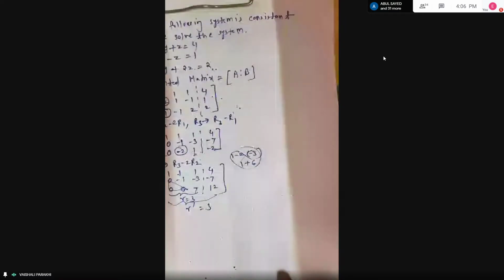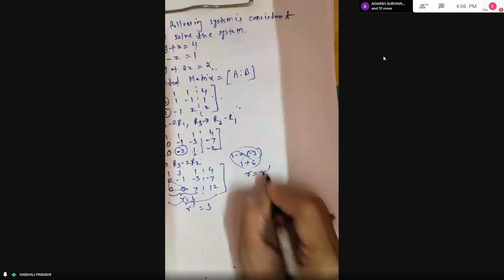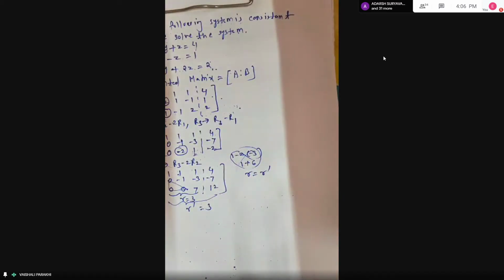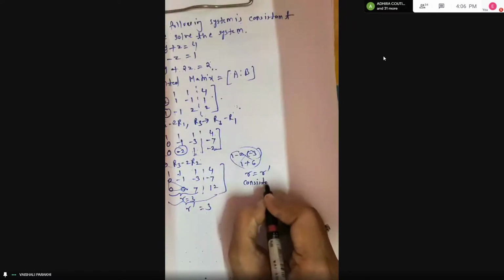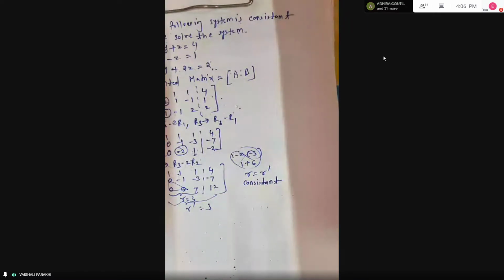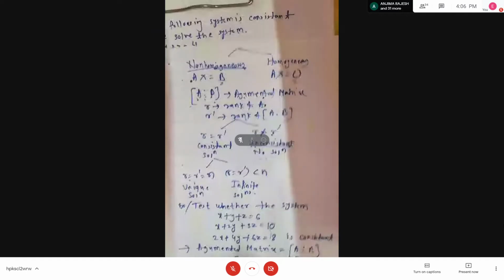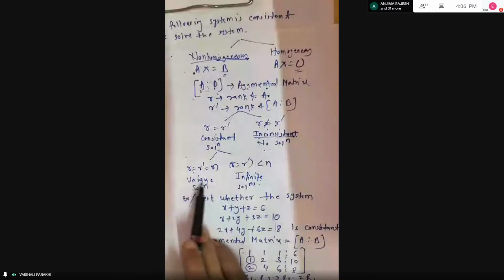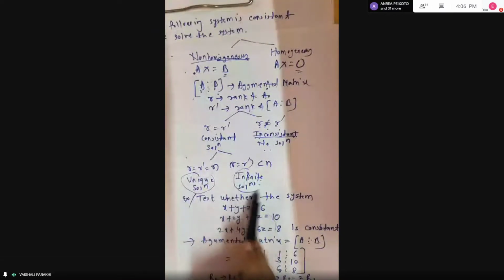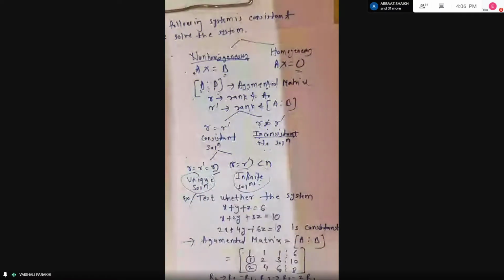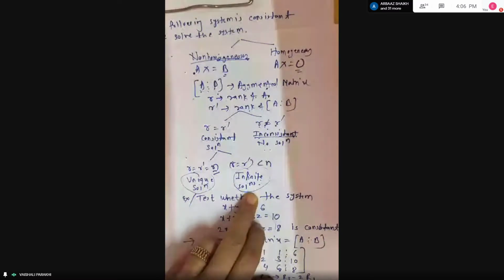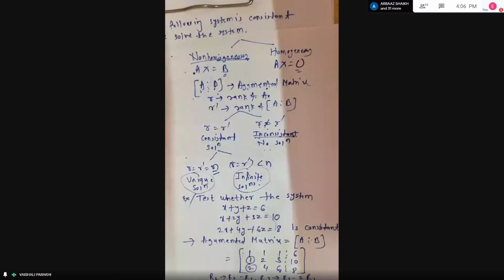So what is your conclusion here? Here R is equal to R dash. So what is your first answer, students? It is consistent. Correct. But even if it is consistent, if you look at the tree which I have shown you here, there are two cases again. It may have a unique solution, or it may have infinite solutions. Unique solution means it should be equal to the number of unknowns, and infinite solutions when it is less than the number of unknowns.